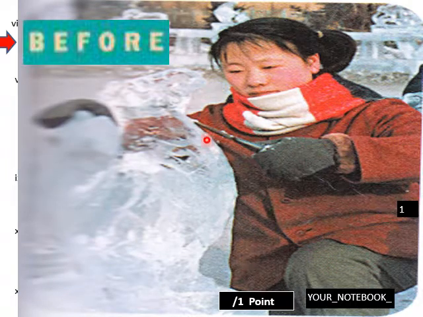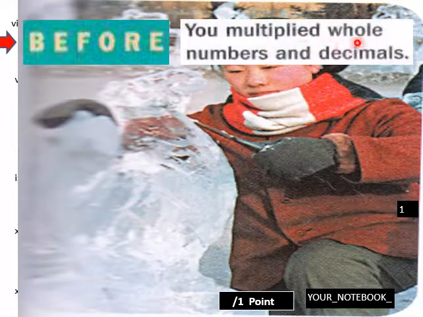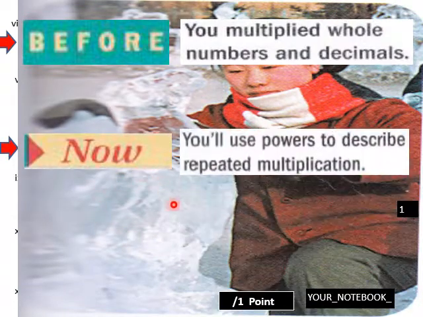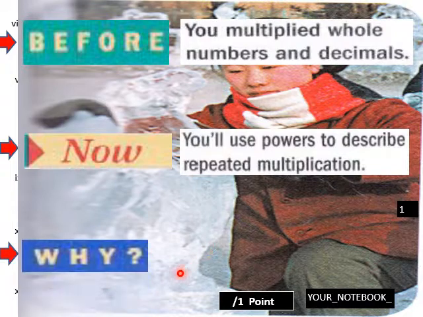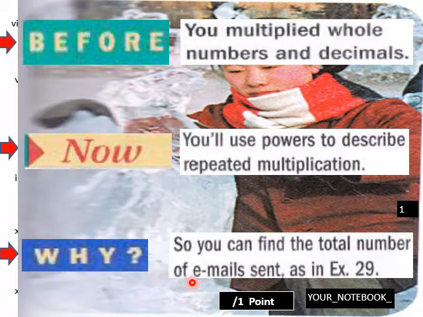Onward into this lesson. Before, you multiplied whole numbers and decimals. You've done that. Now, you'll use powers to describe repeated multiplication. Why? So you can find the total number of emails. That would be one way that you could use this skill, as in example 29 in your homework.